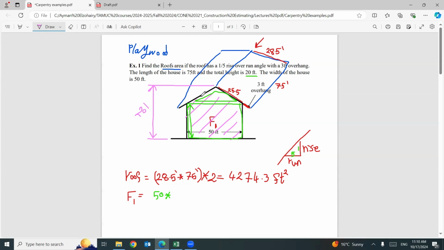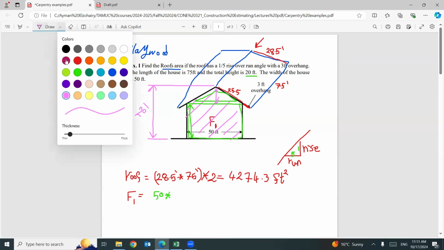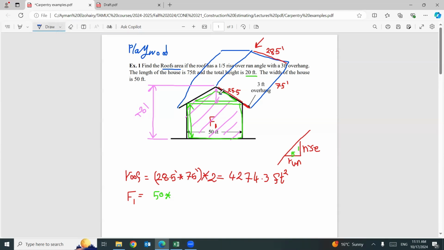Does that make sense? So if you remember the height of this part from the triangle, it was 5 feet. So the remaining height of this part will be 15 feet. So the area of this rectangle will be 50 by 15 feet, plus the area of the triangle, which is 1/2 times base times height. So 1/2 times base, which is 50 feet, times height, which is 5 feet.